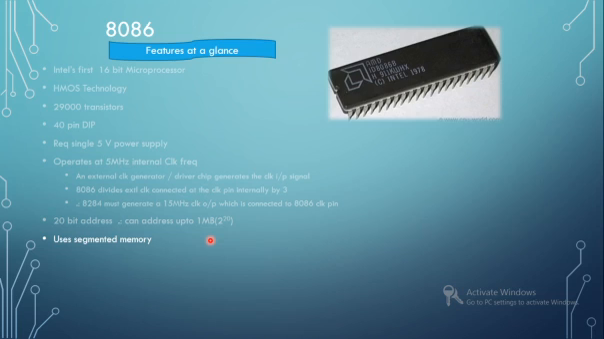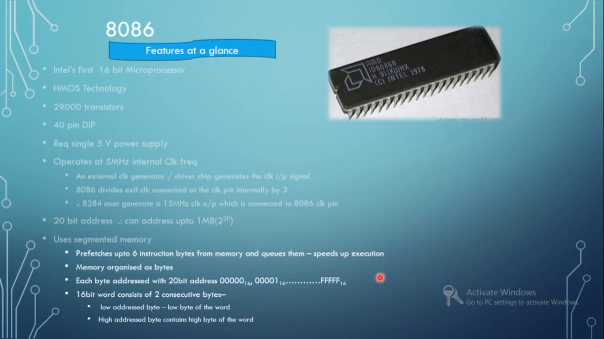And it uses segmented memory. The memory will be divided into different segments, and it can prefetch up to 6 instruction bytes from memory and queue them. So when the execution is going on, the next 6 instruction bytes will be fetched from memory and kept ready in a queue, so that soon after the execution of the current instruction, there is no delay in fetching the byte. So it will speed up the execution.